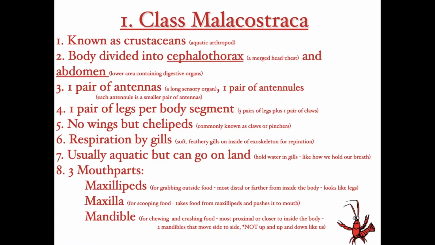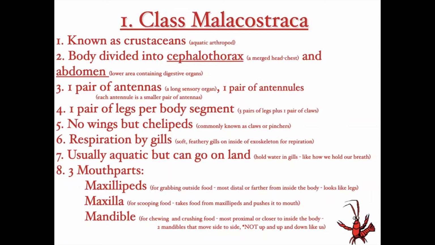For class Malacostraca, these are commonly known as crustaceans. And as I said before, these are aquatic arthropods. They have gills and they live underwater. Now they can come out of the water, but they have to keep water in their gills. Their body is divided into a cephalothorax, which is a merged head-chest. So there is not a distinguishable separate head and separate chest like an insect. This is a merged head-chest called a cephalothorax.